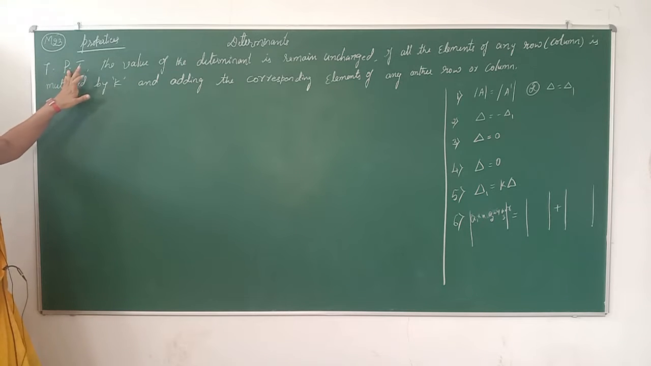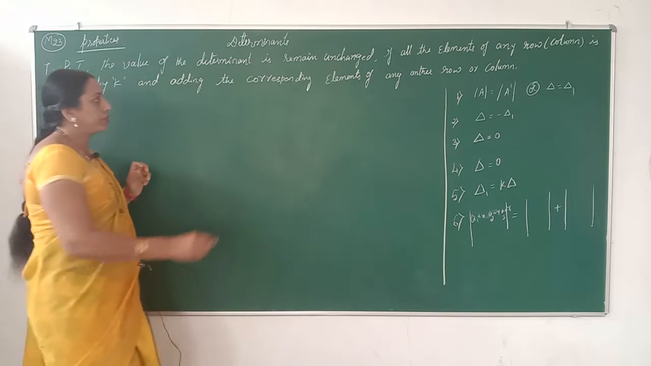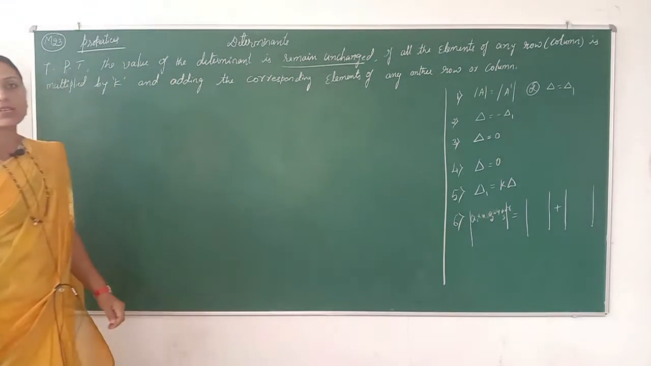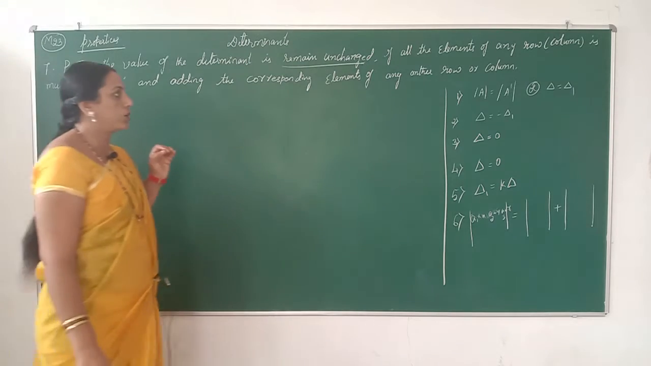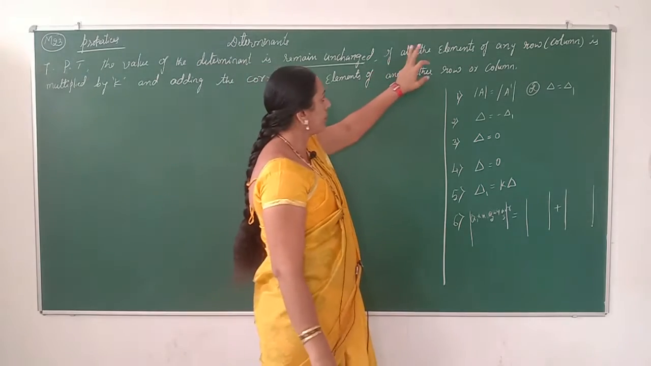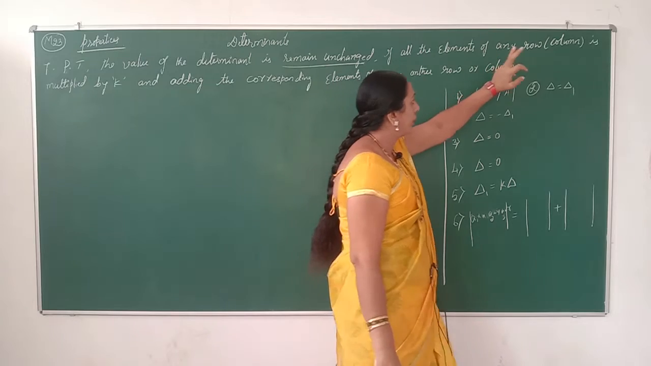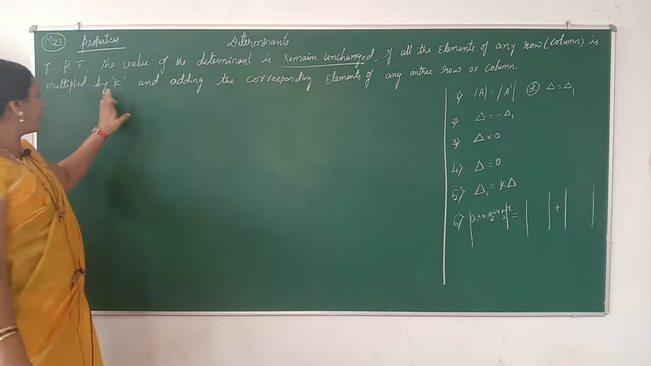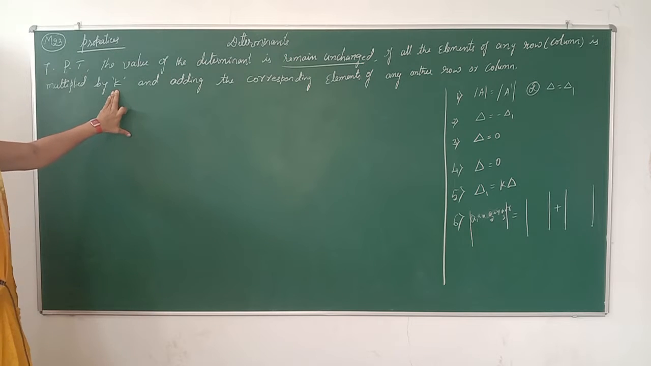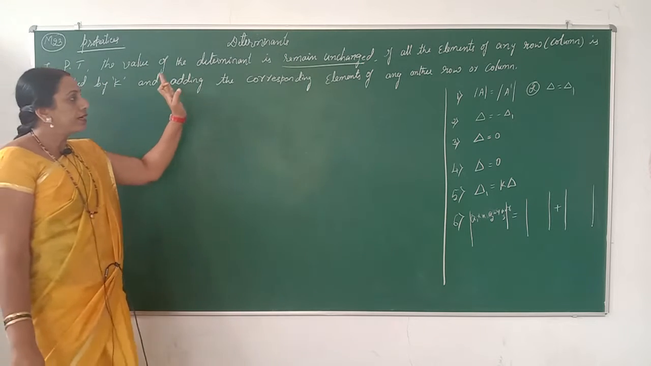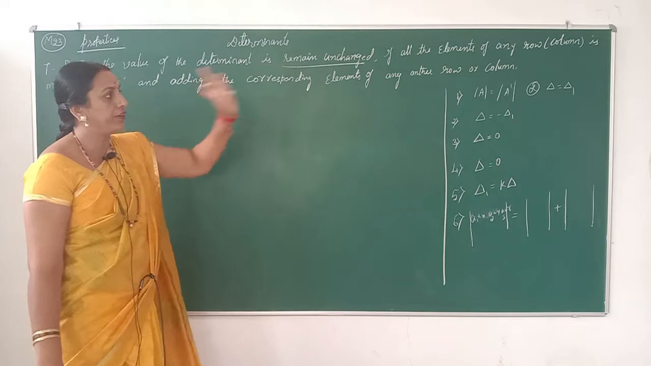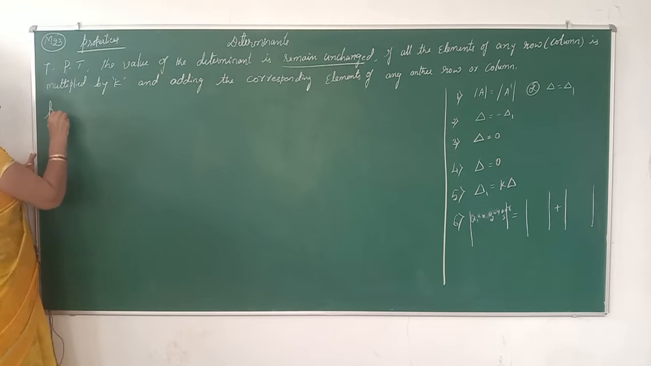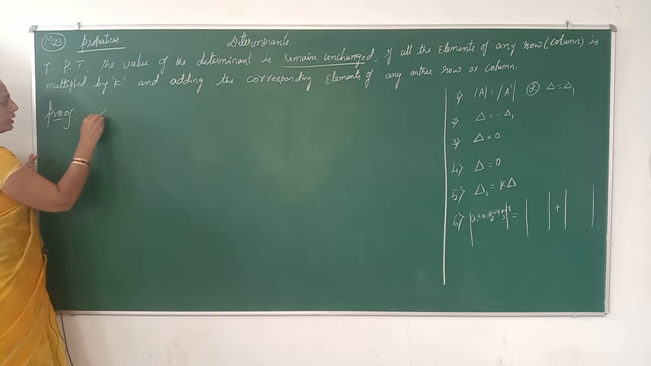Seventh one: prove that the value of the determinant remains unchanged, meaning it is not altered, if all the elements of any row or any column are multiplied by some scalar number k and added to the corresponding elements of any other row or column. Now first we'll consider delta.